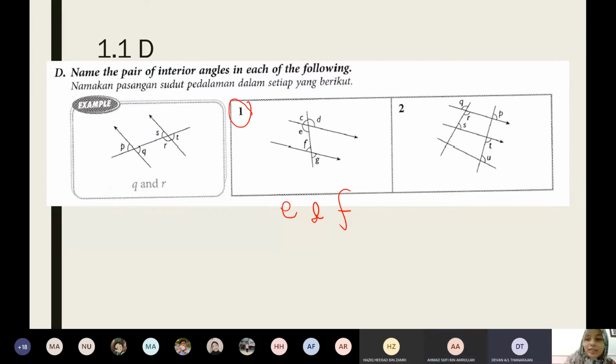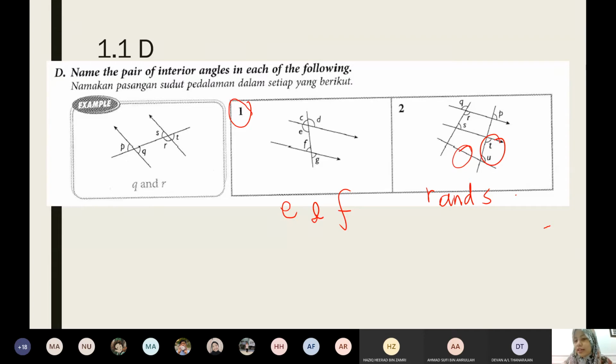Nombor 2. R and S. T and U boleh tak? Tak boleh. Tak, dia tak sama. Dia bukan parallel line. Okay, dia tak parallel lines because this line tak ada arrow.